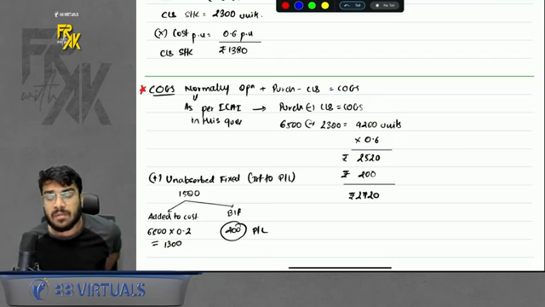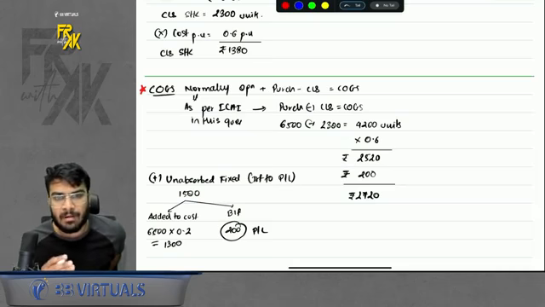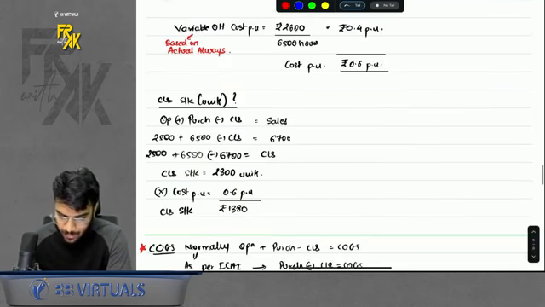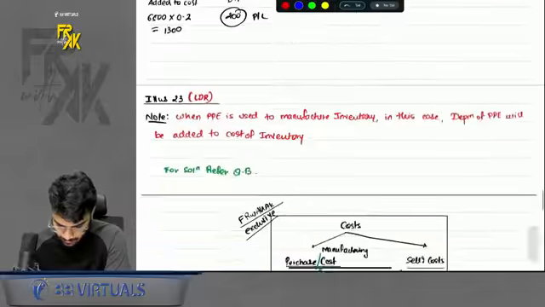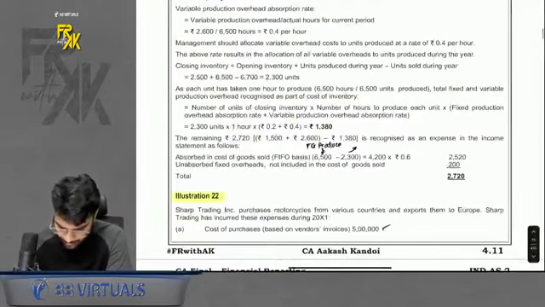Also, there is one more amount which will get transferred to P&L. Not added in the COGS, but will get transferred to P&L. Which amount? Fixed overheads which are unabsorbed. This is the calculation. This will get transferred to P&L. Do remember that. So this was illustration number 21.